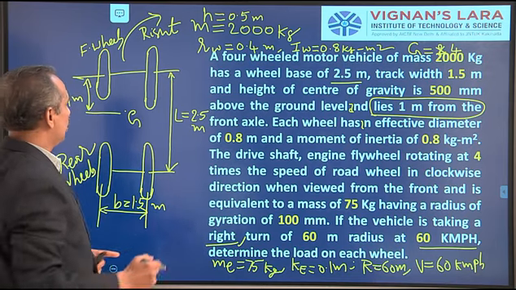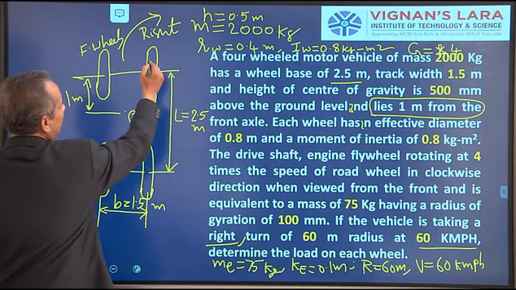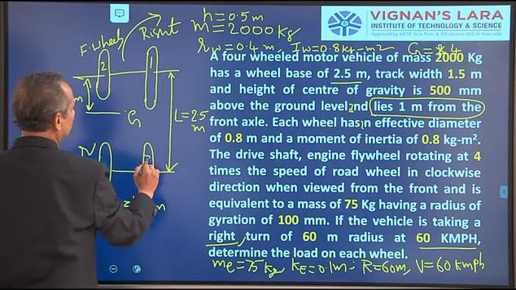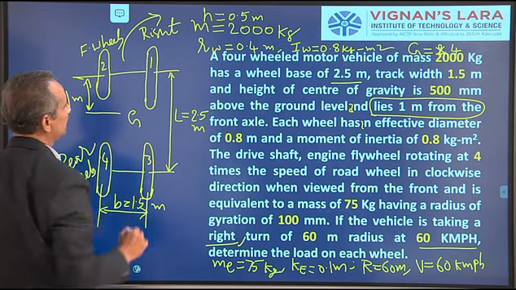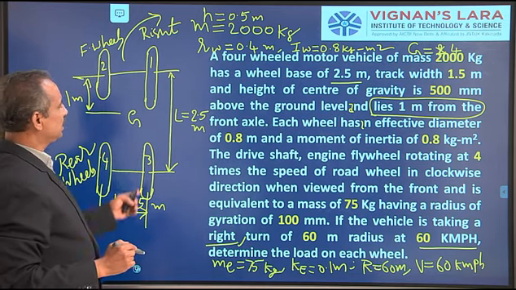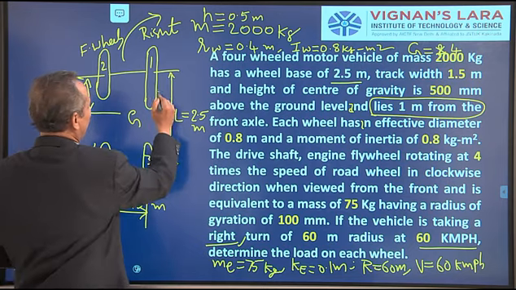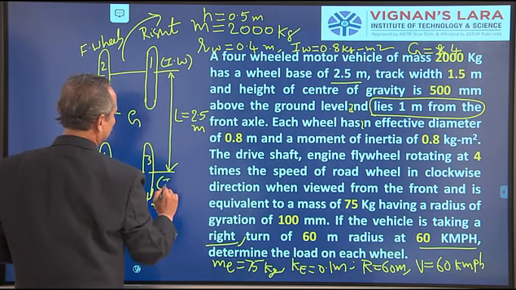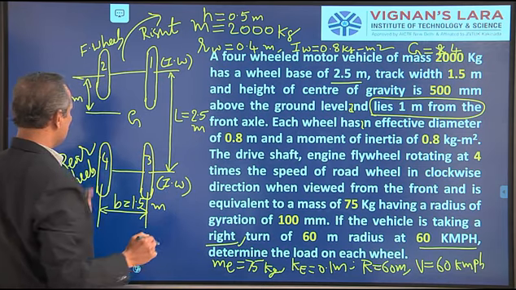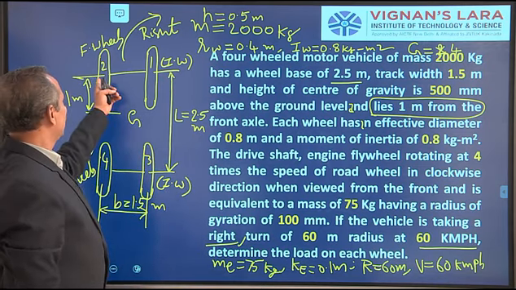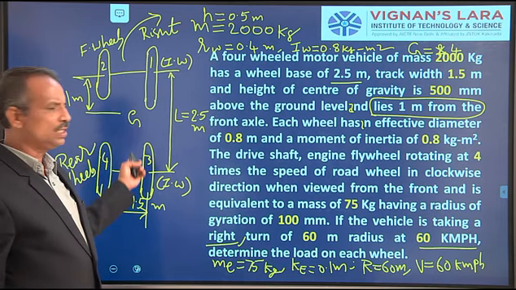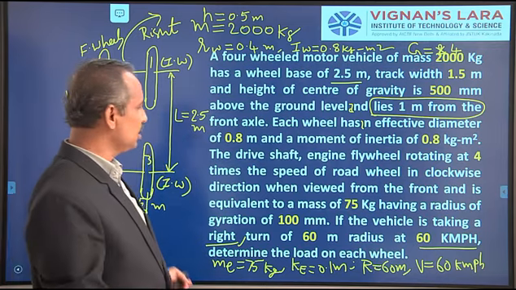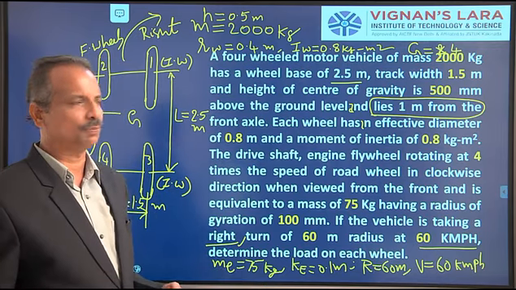Right turn. So if this is a right turn, I start numbering 1, 2, 3, 4. That means 1 and 3 become inner wheels, and 2 and 4 become outer wheels. Similarly, 1 and 2 become front wheels, and 3 and 4 become rear wheels. So with this notation, I would like to solve the problem.